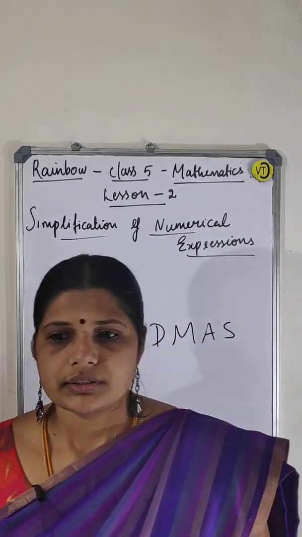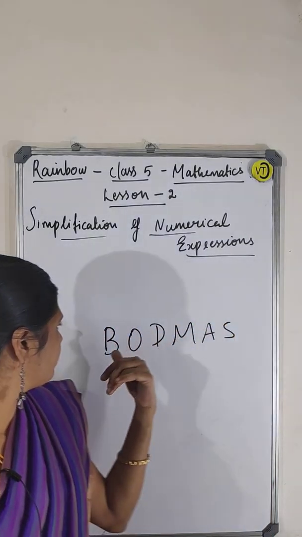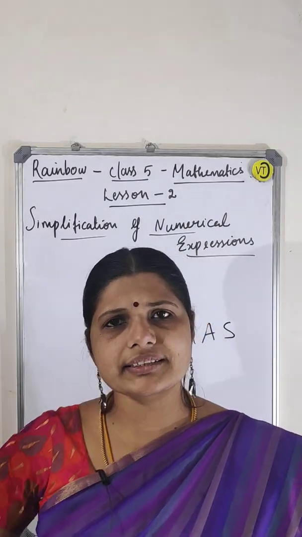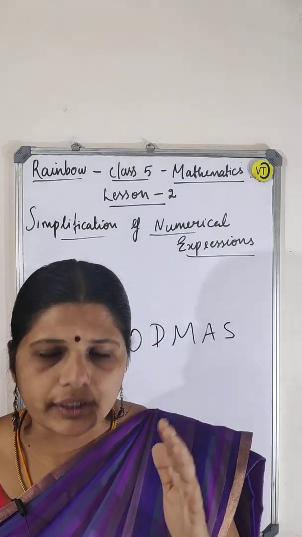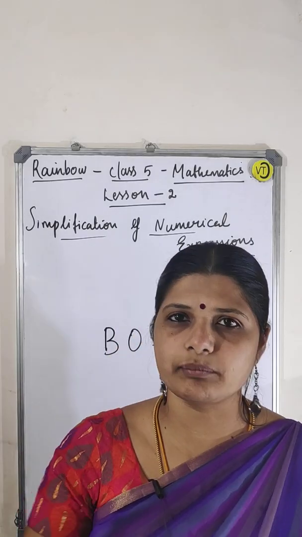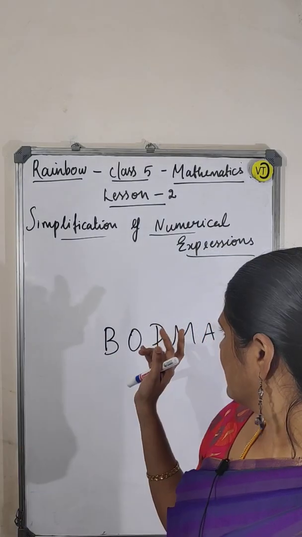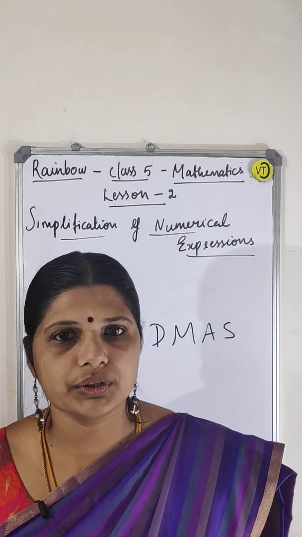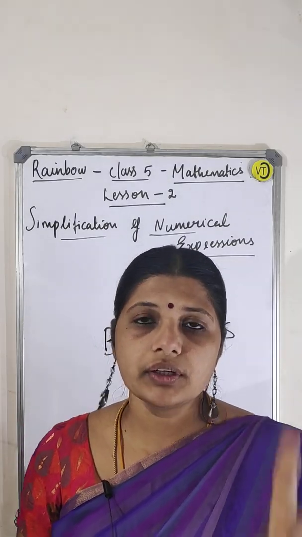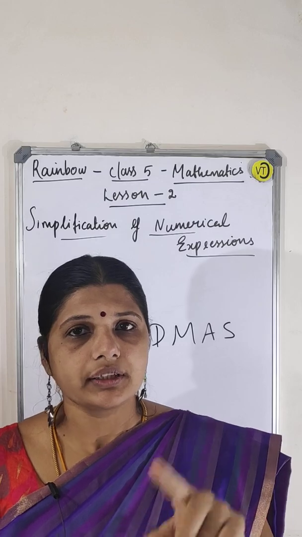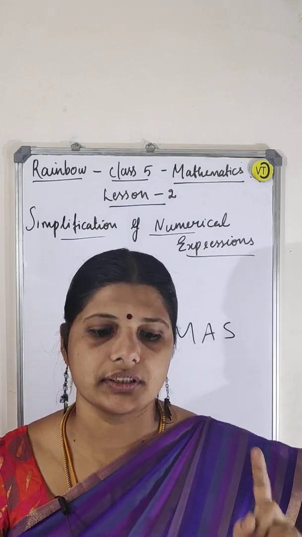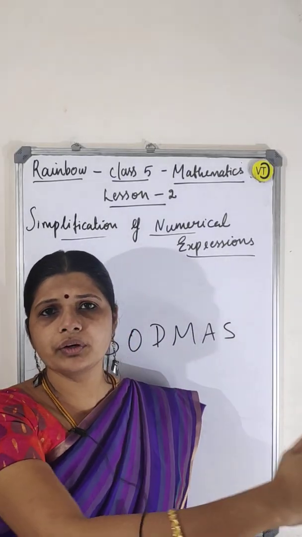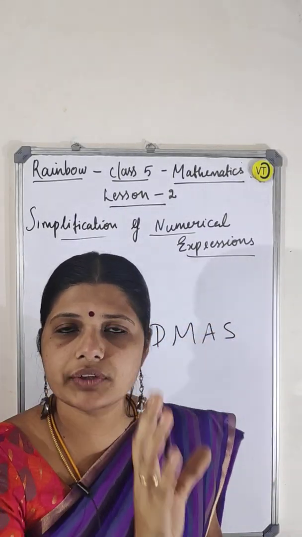So bracket and of, you don't need now. You will study that in the next higher classes. Now I am going to deal here only with the DMAS rule. DMAS means division, multiplication, addition and subtraction. The first priority, what I told you: division, then multiplication, then addition, then subtraction guys. You have to remember it. In that order only you have to solve the sums.